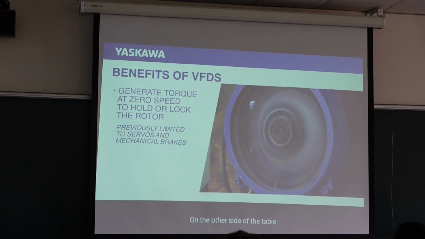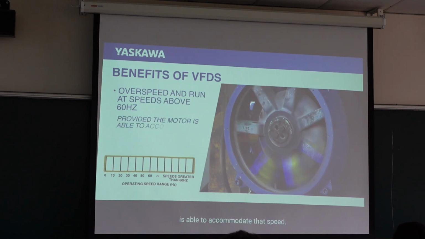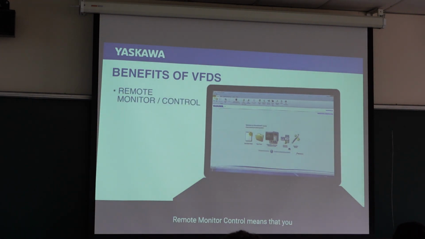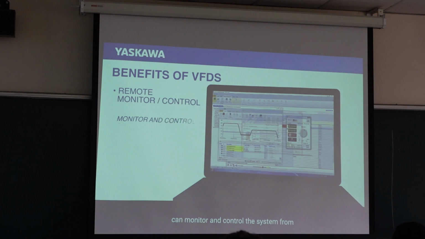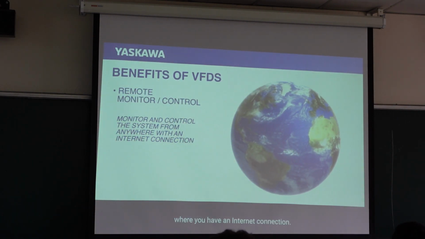On the other side of the table, you can now overspeed and run at speeds above 60 Hertz, provided the motor is able to accommodate that speed. Remote monitor and control means that you can monitor and control the system from your desk or from anywhere in the world where you have an internet connection.